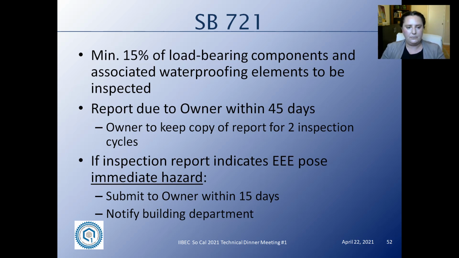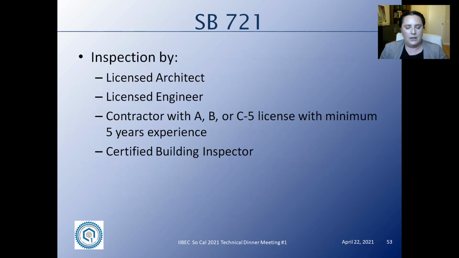If the inspection report indicates that one or any of the triple E's pose an immediate hazard, then you need to submit that immediate hazard report to the building owner within 15 days, and you also need to notify the authority having jurisdiction. These inspections can be performed by a licensed architect in the state of California, a licensed engineer from the state of California, a licensed contractor with an A, B, or C5 license with a minimum of 5 years experience, or a certified building inspector.